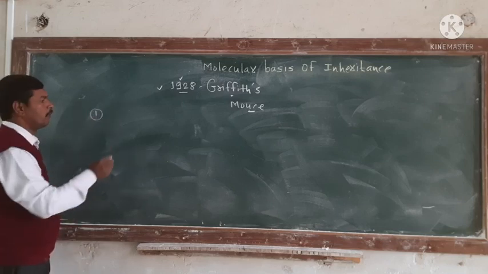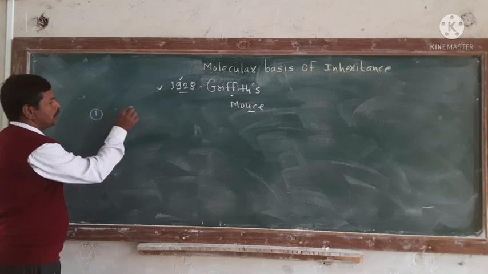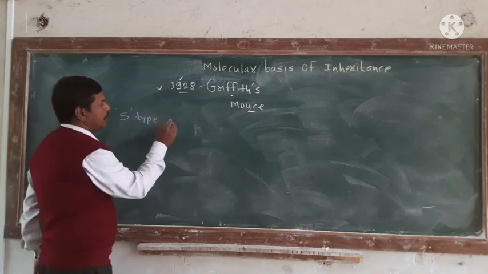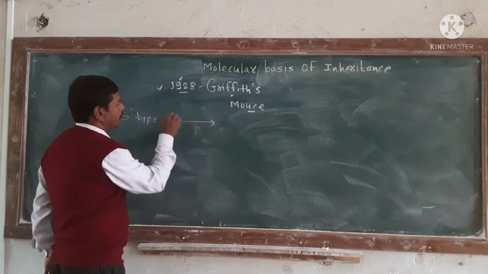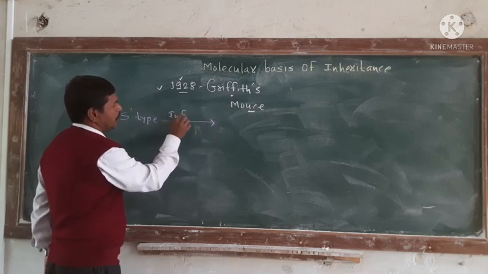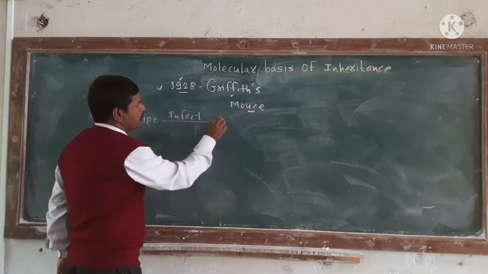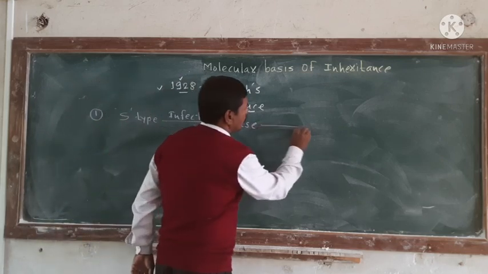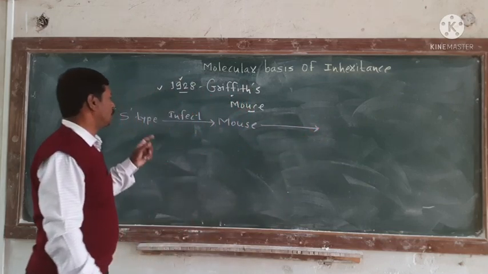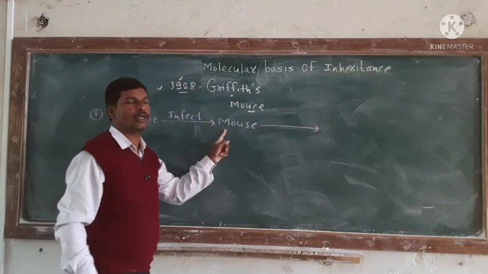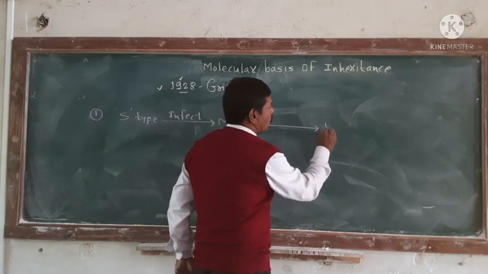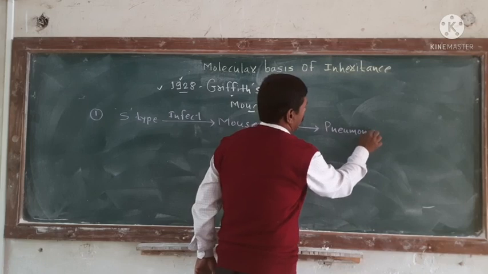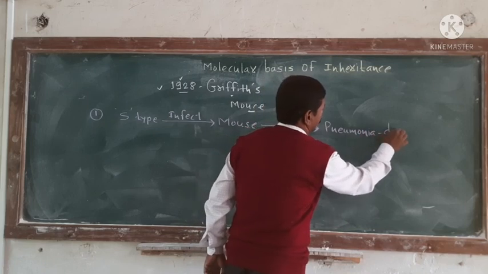First, we complete this with the S type bacteria. When the S type bacteria infect the mouse, what is the result? After the successful infection of S type bacteria to the mouse or mice, there is a formation of the disease pneumonia, which leads to death.